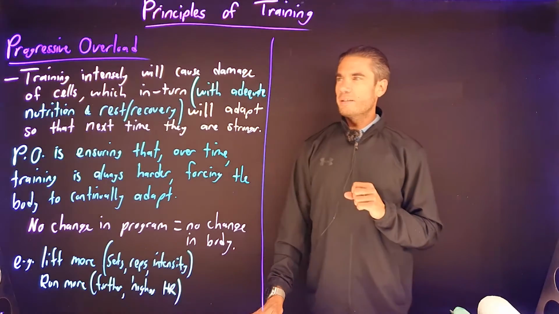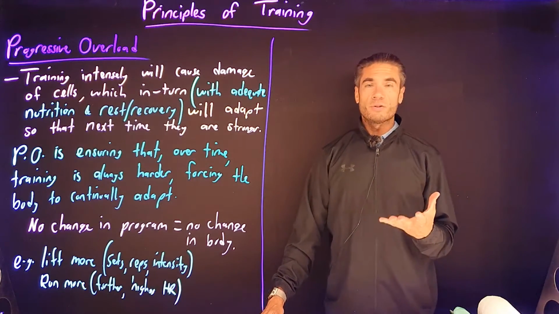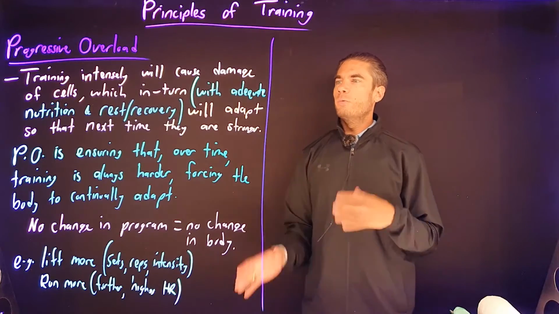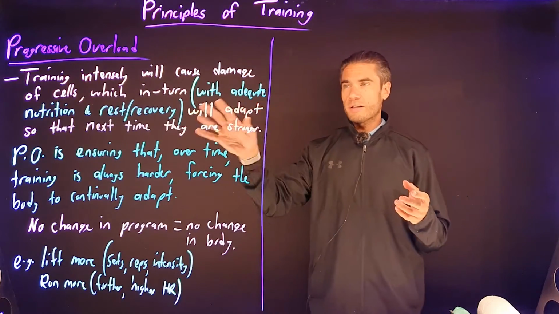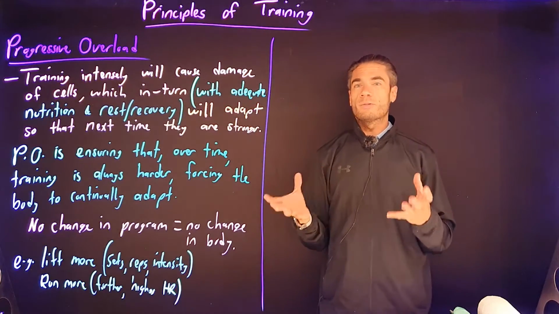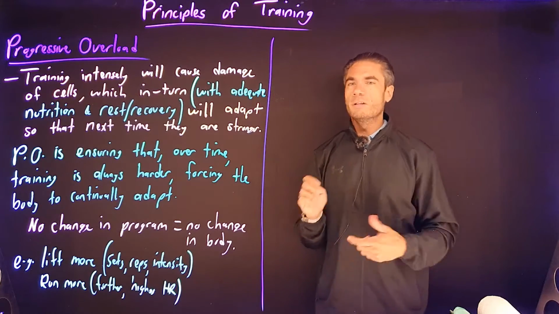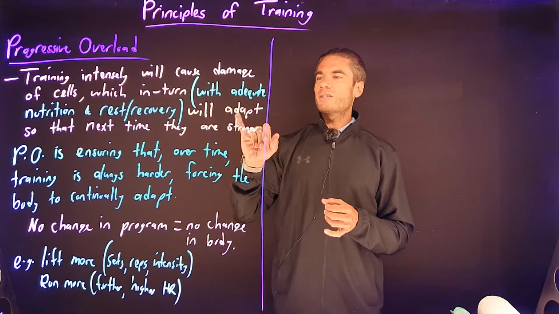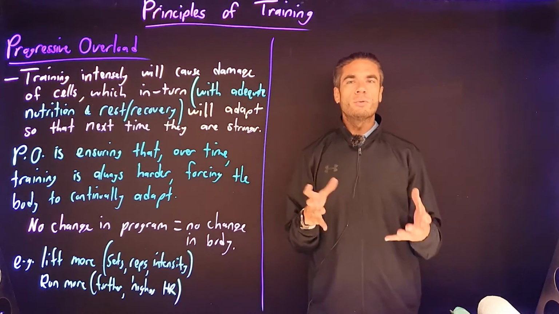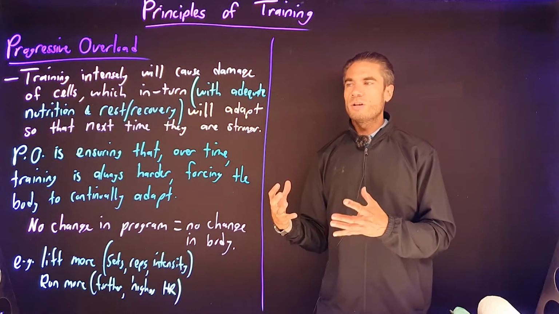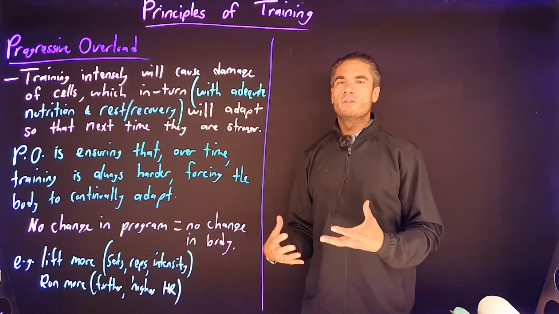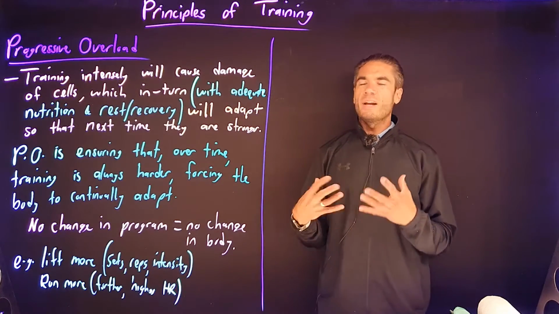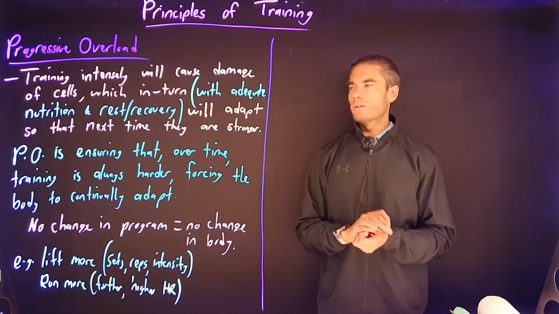So training intensely actually causes damage to the body and the cells, which in turn, and in brackets I've put with adequate nutrition and rest and recovery, because if you don't eat properly and you're not resting enough, you don't actually make any adaptations. So your body will adapt so that next time you do whatever you did that first time that caused damage, you're stronger, so that it doesn't cause you damage anymore, all right? That is the whole concept behind progressive overload.